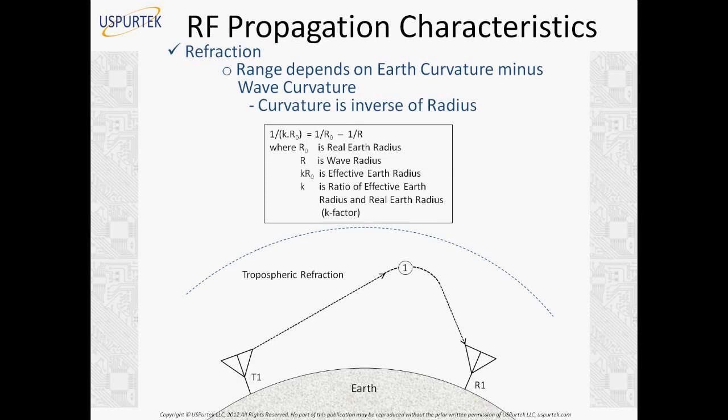Curvature is the inverse of radius, of course. So how do we compute the range in this case? Here it's not just the wave curvature which is coming into play, but also the curvature of the earth. Earth has curvature too. So our range will depend on the difference of these two curvatures: the curvature of the wave minus the curvature of the earth.